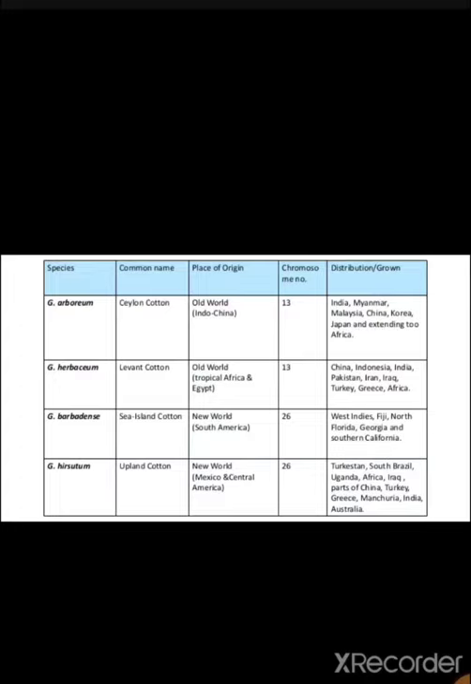Gossypium arboreum is an Old World cotton. Herbaceum is also Old World. Barbadense is New World, and Hirsutum also belongs to New World cotton.